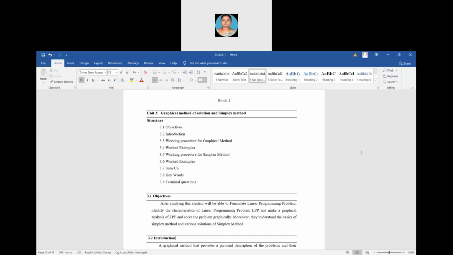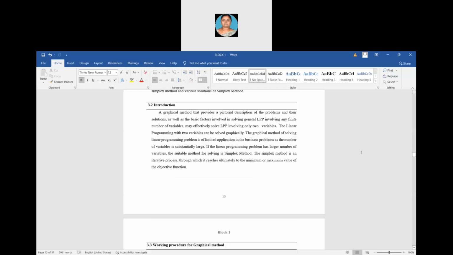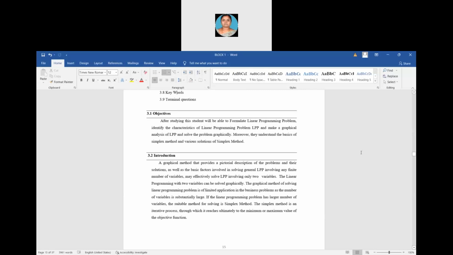The main objective for this unit is that you have to find the solution by means of the graphical and simplex methods. After studying this unit, we will be able to formulate the linear programming problem and identify its characteristics, make a graphical analysis of the linear programming problem and solve the problem graphically. We can solve this problem by the graphical method. Moreover, we can understand the basics of the simplex method and also the various solutions obtained by using the simplex method.